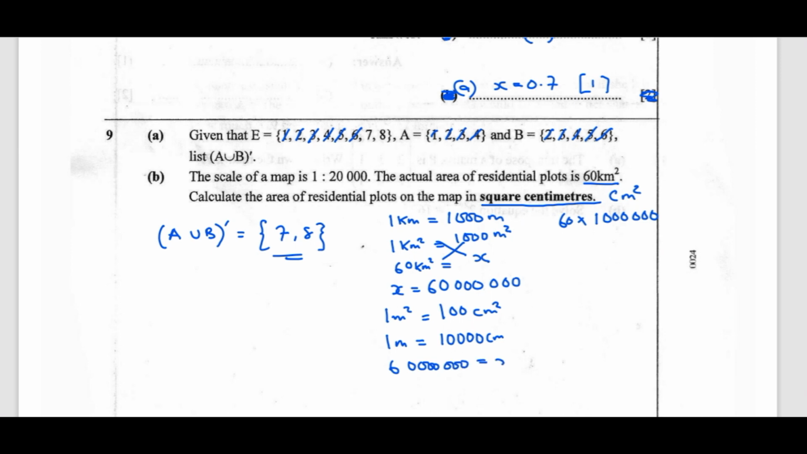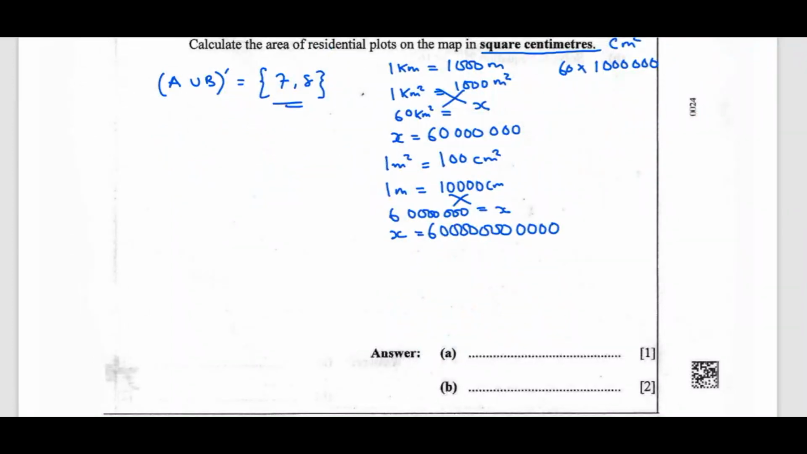is equal to x, and then we cross multiply there, we're going to have x. So we're going to add these zeros, 1 2 3 4. So we're going to add to 60 million. So 60 million, and then we're going to add these zeros, 4 zeros. So we'll say 1 2 3 4. So that is, and then we are not done.